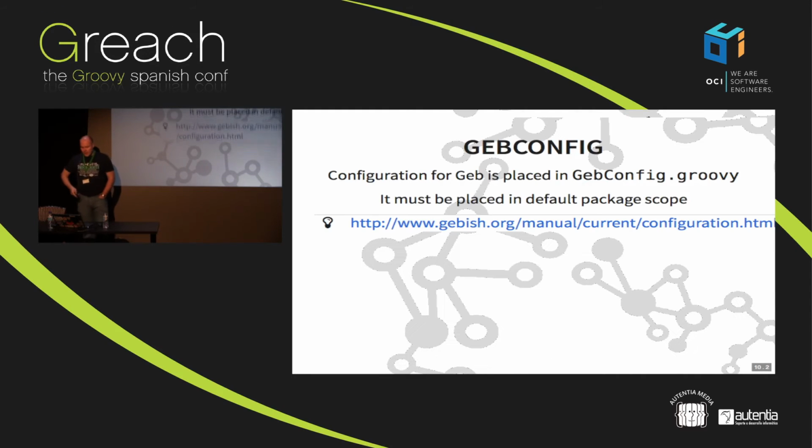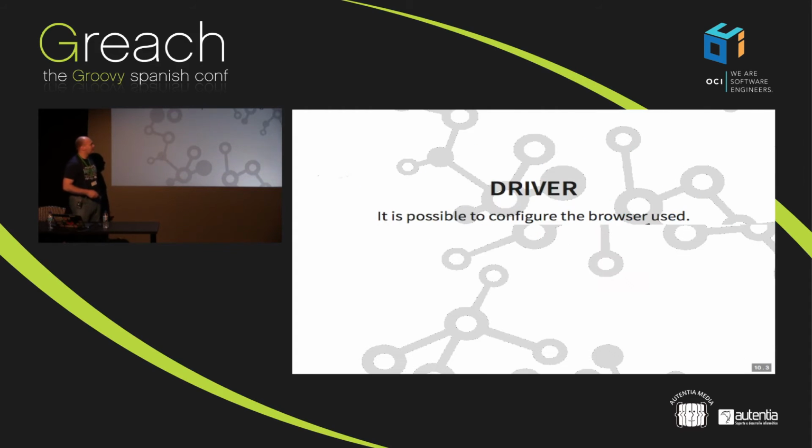All right, let's take a look at how we configure stuff and browser support. You should place all your Geb configuration in a file called GebConfig.groovy. Place it in the default package scope. If you put it in a package, it won't work. There's quite a lot of things that you can configure. I'm not going to cover everything, but I'm going to go with the bits and pieces that make sense.